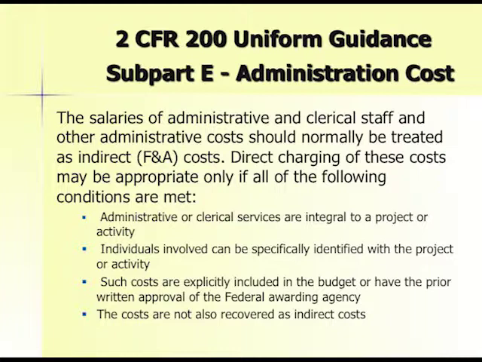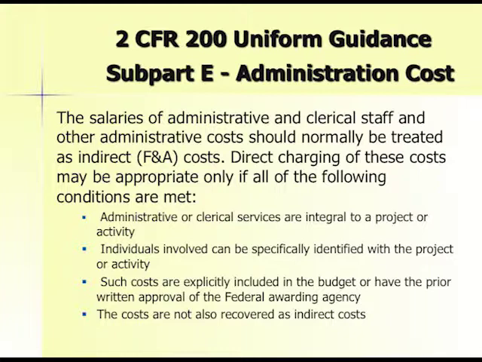And here, this is a very important part. If we're going to take one thing away from today, we're going to talk about administrative salaries, clerical staff, and costs that are related to that. This is what the Uniform Guidance said, and it's no different, really, except for one caveat, from what OMB Circular A-21 described. So salaries of administrative and clerical staff and other administrative costs should normally be treated as indirect F&A costs. Direct charging of these costs may be appropriate if all of the following conditions are met.